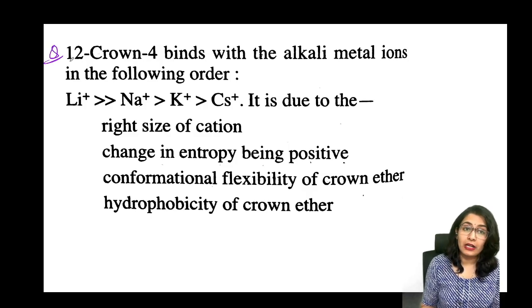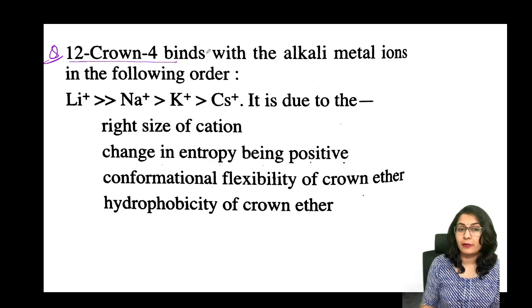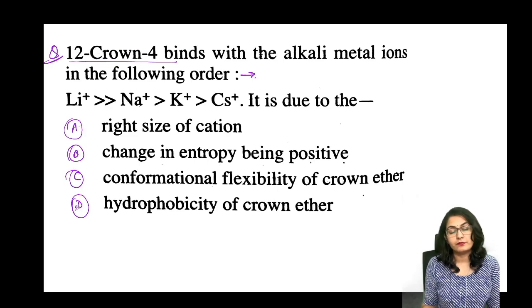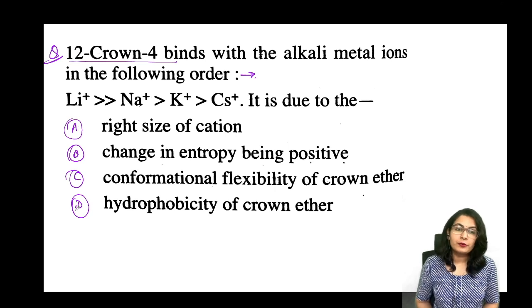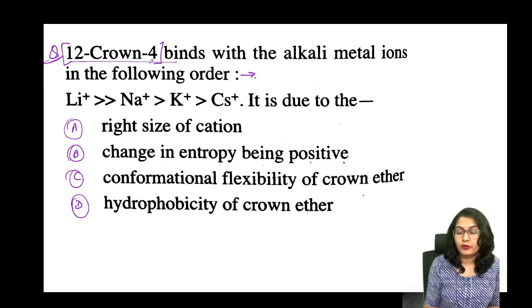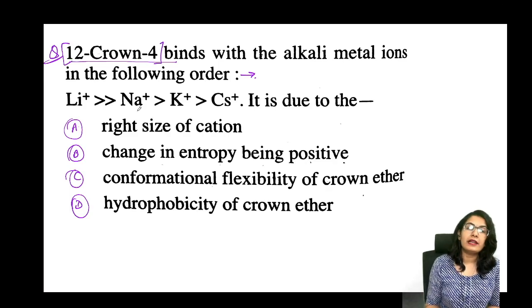Question: 12 crown 4 binds with the alkali metal ion in the following order. Alright, why is that happening? It is due to lithium plus being very much more reactive to 12 crown 4. Why is that so? Then comes sodium, then potassium, then cesium.